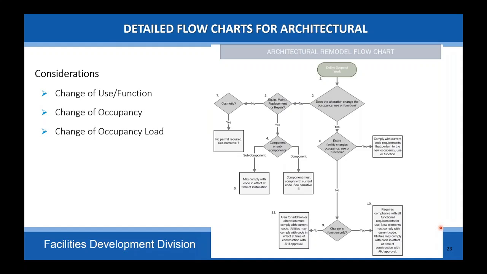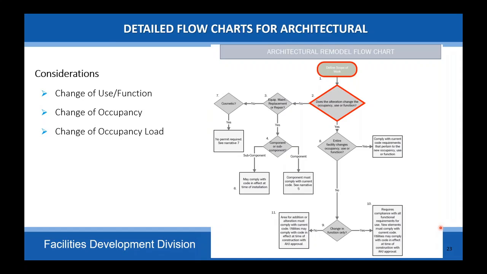Basically what we're looking at is, does it fall under the change of use, function, occupancy, or occupancy load? As I stated before, one of the first things you always want to do is define the scope of work. Be really clear on your drawings when you're defining the scope of work. I'd say about 95% of the projects we get in, no matter what the scope is, we get a single sentence description of what that project is. It really helps if there's a little more information in that project description to identify what you're actually doing. But you want to define the scope of the work.